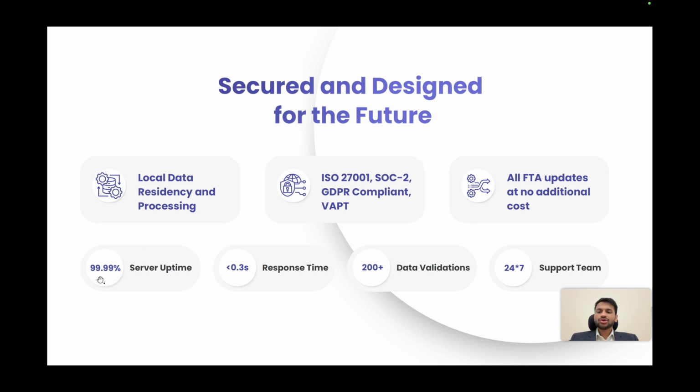And we assure you 99.99% server uptime. So you can always be sure that our servers are ready to take in your invoices. All our APIs give responses in less than 300 milliseconds, which is 0.3 seconds. And we have around 200 plus data validations in place so that all your invoices are validated before being sent to FTA and to your buyer, so that rejections from the other side will be reduced.